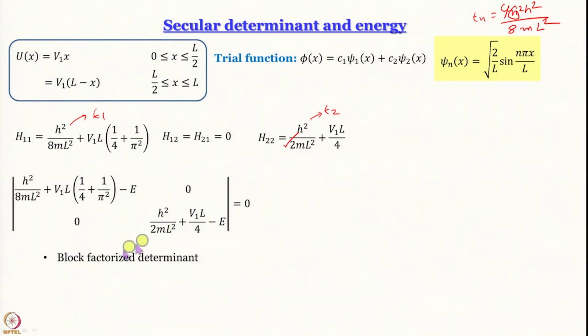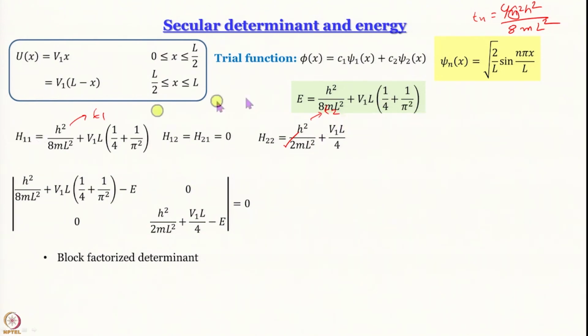If we did not have zero off-diagonal elements, then it would be H11 into H22 minus H21 into H12, and you would have to solve whatever equation you got. Now, H11 into H22 equal to 0 directly gives you H11 equal to 0 or H22 equal to 0, right. So, you do not even have to go into a quadratic equation. When H11 equal to 0, I simply get E equal to h square by 8 ml square plus V1L into 1 by 4 plus 1 by pi square.